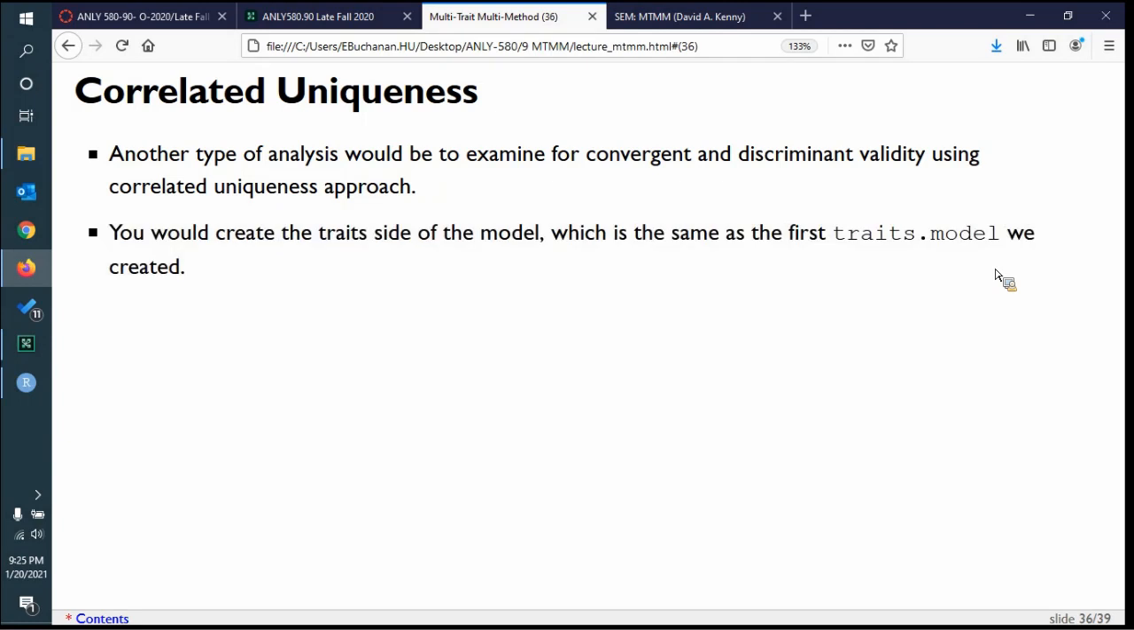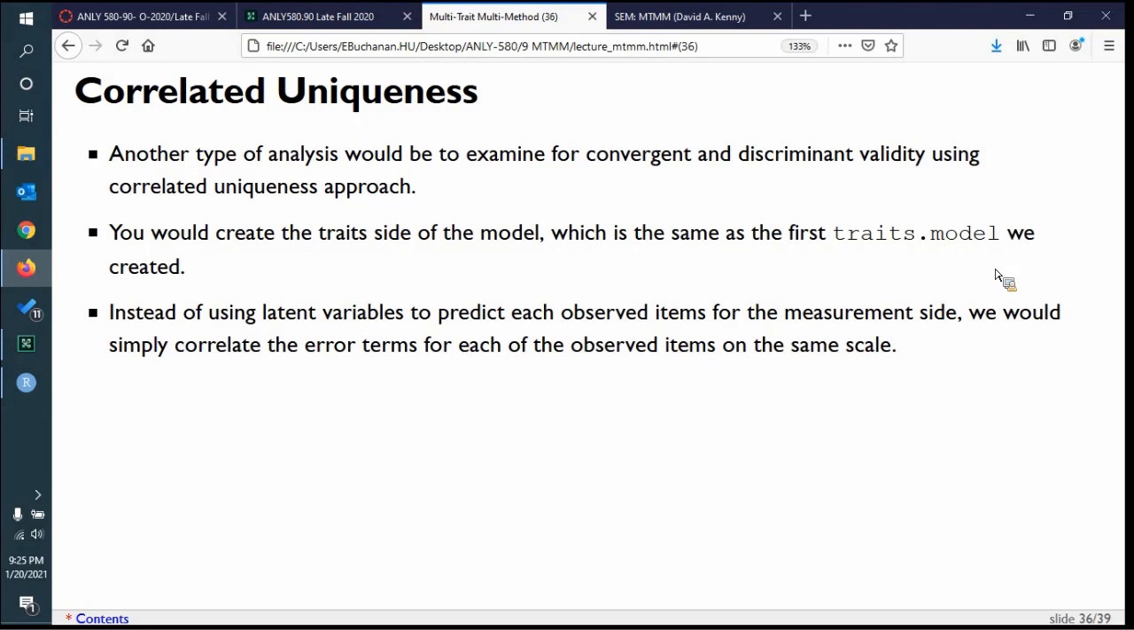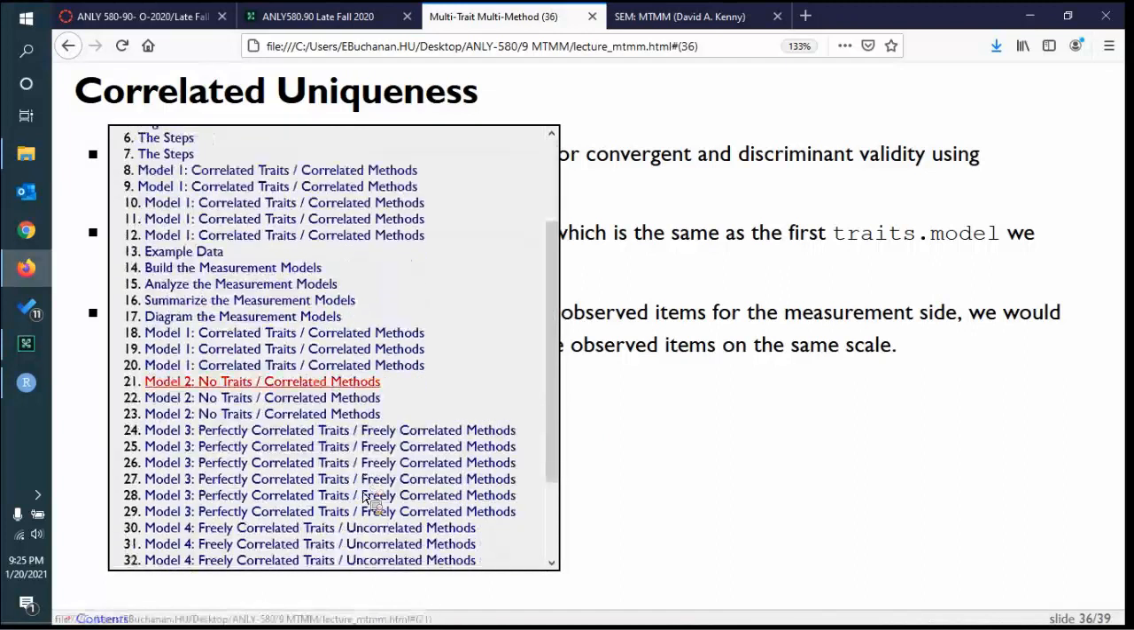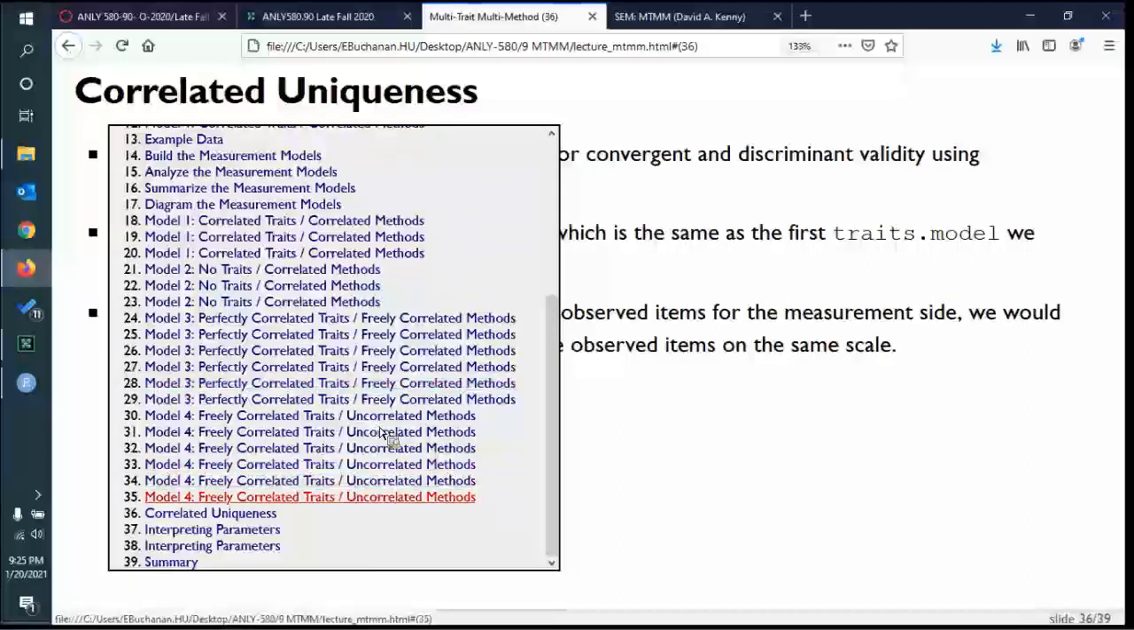So instead of building a trait side and a method side, what we do is we build the trait side. And then for the method side, we correlate all of the measured variables. So we intercorrelate the error terms for all the measured variables, because that's actually what's happening, since they're all on the same scale. Now to do that, very practically, code-wise, I started to run it and then I was like, oh my god, I'm going to lose my mind. This takes so long to code.